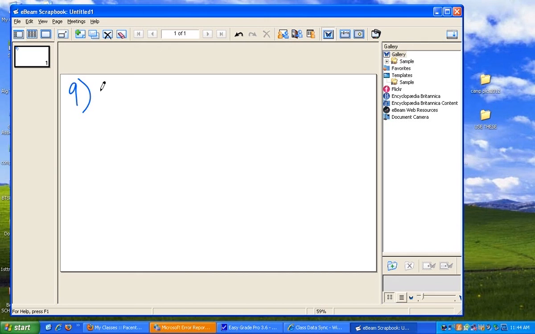So number 9 says negative 1 less than or equal to negative 4m less than or equal to 16. Everyone should be writing this down. I already did number 9, so copy it down anyways.